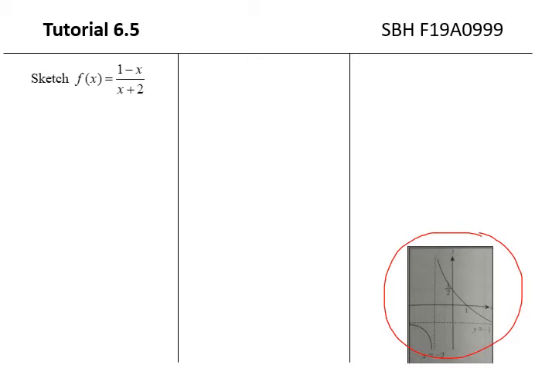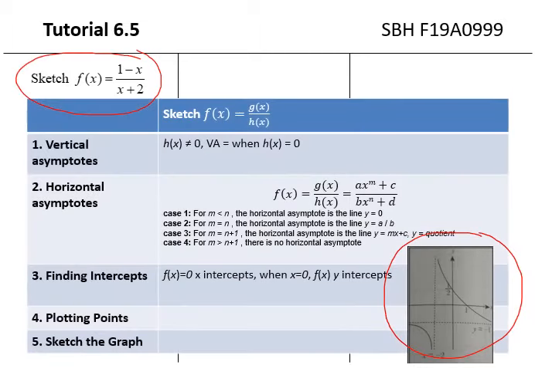Okay, we want to sketch f(x) equals (1 minus x) divided by (x plus 2). Let's go on finding the vertical asymptotes. A vertical asymptote is the vertical line from up to down. Later, we find the horizontal asymptote and the intercepts. Then we plot the points and sketch the graph. We see how to sketch the graph.